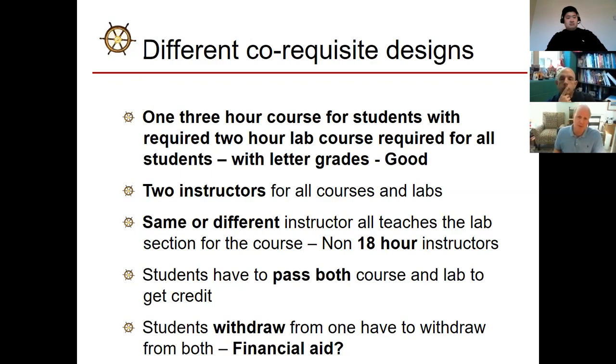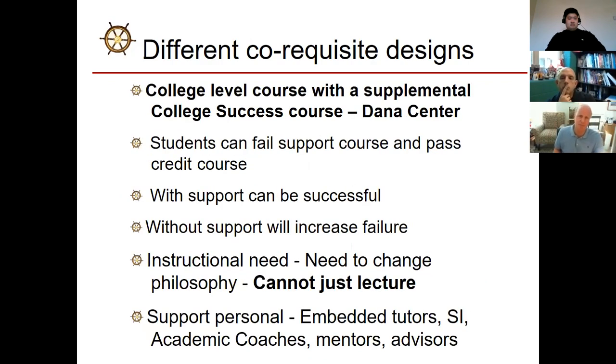This is controversial. Ready? Pass both. You've got to pass the co-req and the lab course. Students withdraw from one, they've got to withdraw from both. Financial aid issues. Yes. This is kind of like designs that you can pick out and look at. And we did a couple of these already. Students can fail the support course and pass the credit course. That's what most people do now. They can basically fail the co-req and pass the regular course, and they'll pass them on.